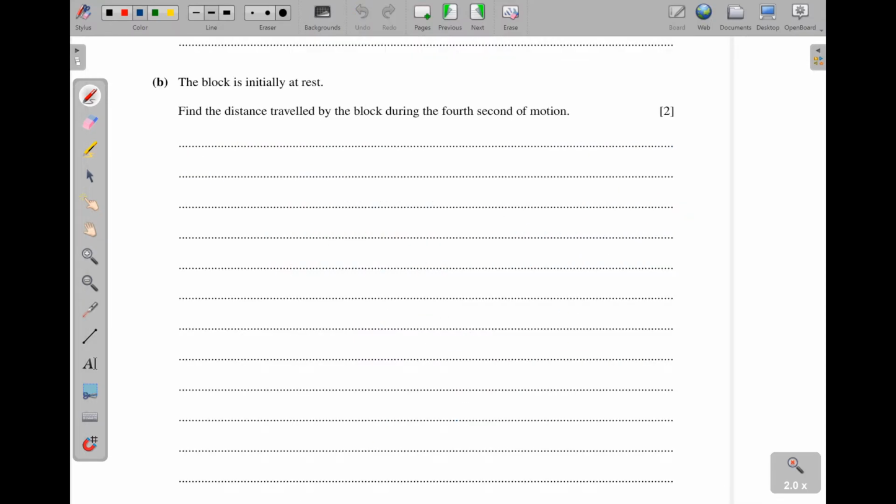Part B. The block is initially at rest. Find the distance traveled by the block during the fourth second. Now, when they say during the fourth second, let us look at something here. Maybe 0 here, this is 1, this is 2, this is 3, this is 4. So in between here, this is the fourth second. This is the third second. You see that? This is the second.